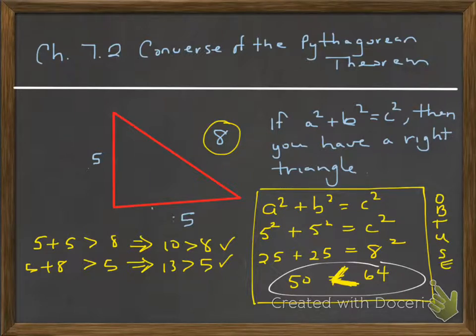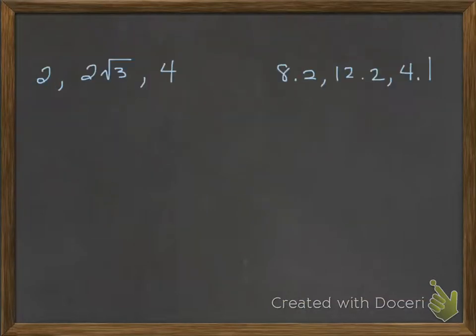So we can learn a lot from three numbers. As long as they make a triangle, we can determine what kind of triangle they make based on putting it into a Pythagorean theorem type set. Okay? So let's practice that. What triangle does 2, square root of 3, and 4 make?